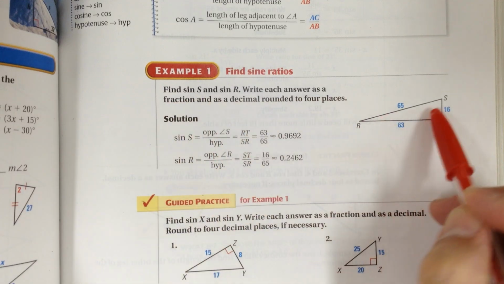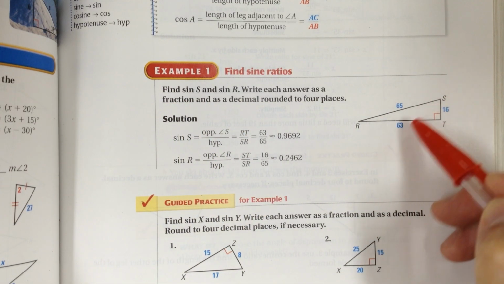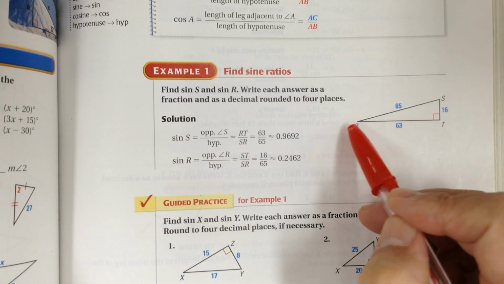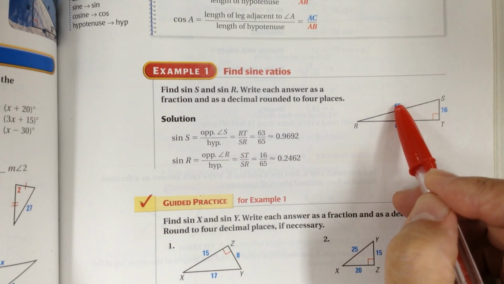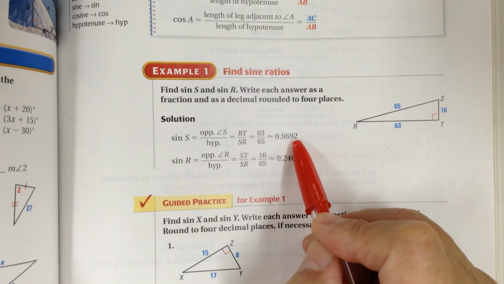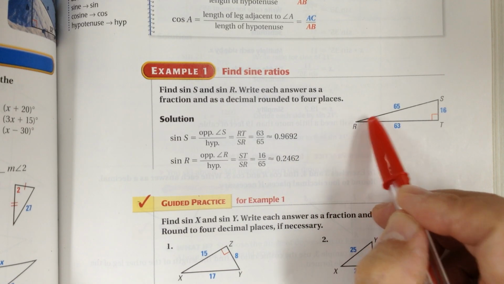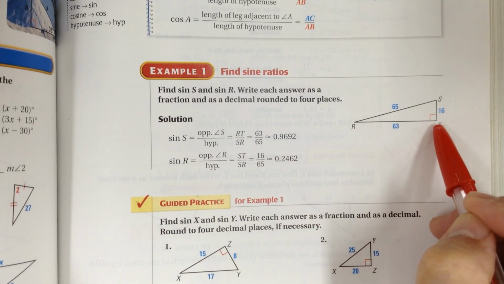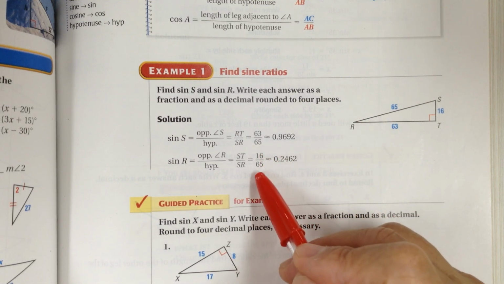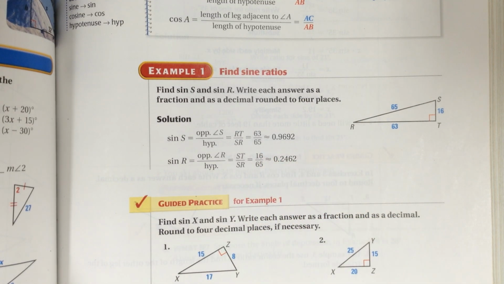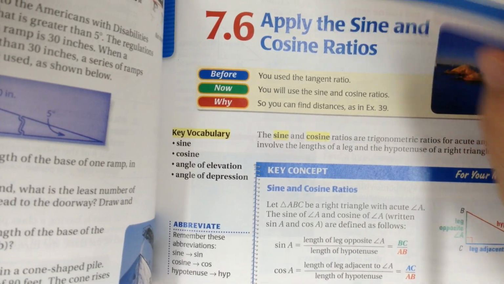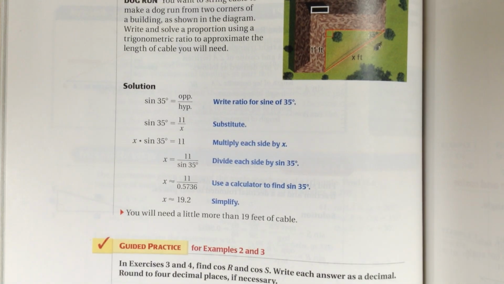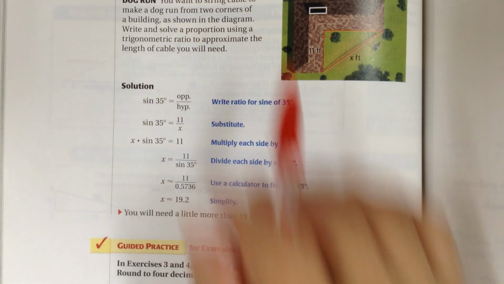Okay, so example 1, find the sine ratio. Find sine of S. So remember, sine is the opposite over hypotenuse. Okay, so sine is equal to RT over SR, so equal to 63 over 65. Okay, so sine of R is this angle over here. So sine is the opposite over hypotenuse. So in this case, it would be ST over SR equal to 16 over 65. So whenever you're doing this kind of problem, you can always write down your ratio and you substitute the numbers in there.